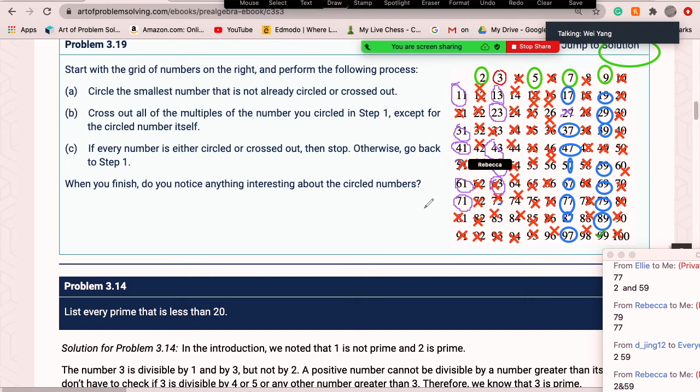Everybody, count how many numbers you have left here. This one is a very interesting number. After you cross out all the numbers you should cross out, tell me how many numbers are left. The ones that are circled? Yeah, tell me how many numbers are circled here.